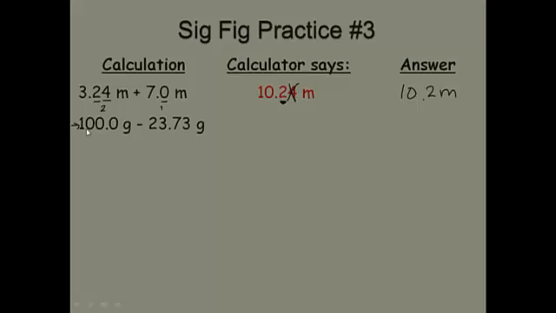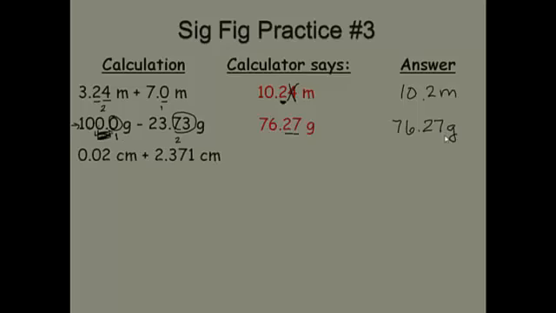Alright, in this example, decimal is present. We start counting from the Pacific side. 1, 2, 3, 4 sig figs. This number, oops, I'm sorry. Wrong. We don't look at sig figs. We look at places after the decimal. So this number has 1 place after the decimal. This number has 2 places after the decimal. Okay? It's a subtraction problem. So our answer, when we plug it into our calculator, is 76.27. We can have 2 places after the decimal. So the answer is 76.27 grams with 2 places after the decimal.